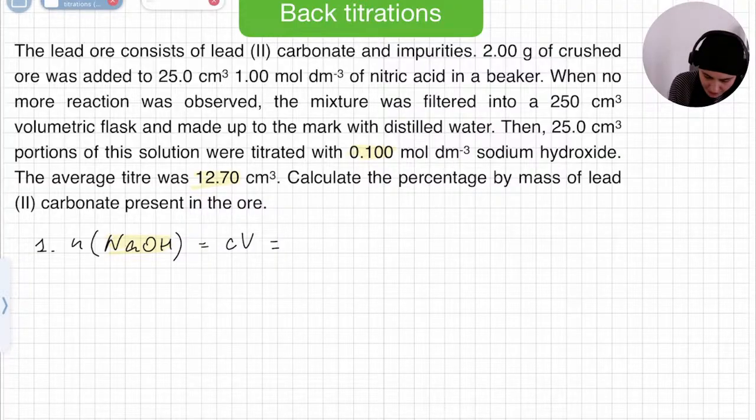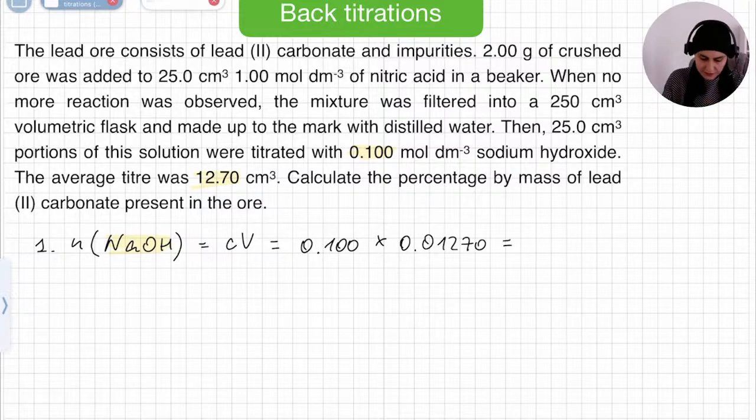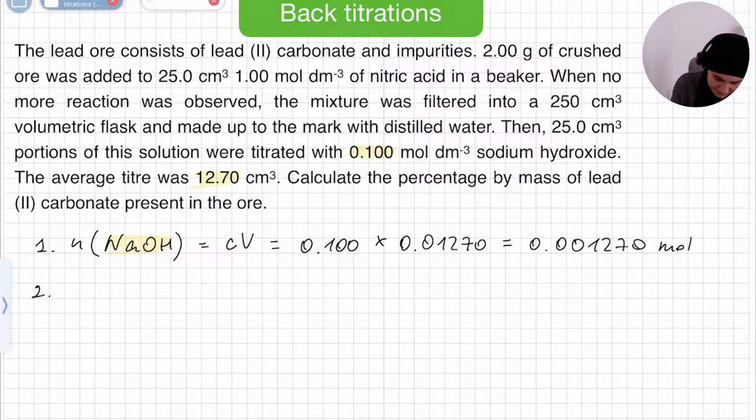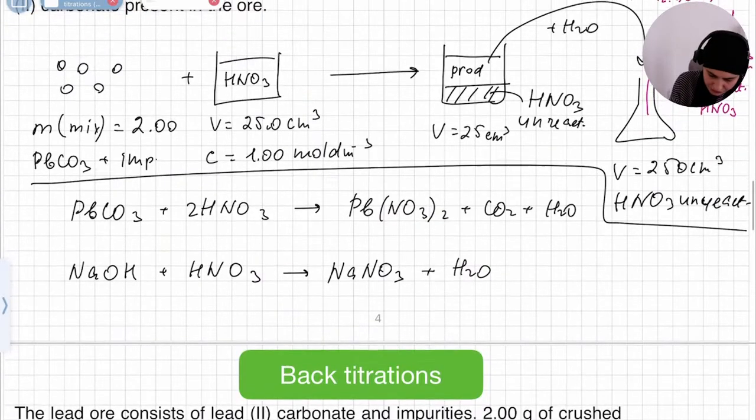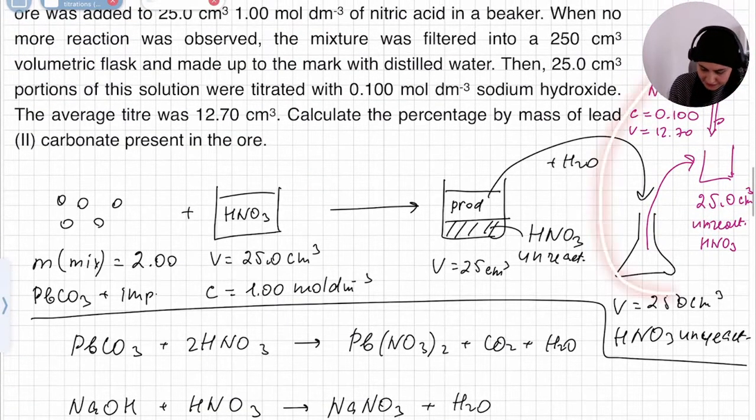Okay. So 25 cubic centimeter portion of solution were titrated with 0.1 of sodium hydroxide. The average titer. Right, so concentration is 0.1. Average titer is 12.70. Titer, what is titer, by the way? Titer is whatever you're dropping from the burette, right? So that's the volume of NaOH that was needed. Well, 12.70 over 1000, which is 0.01270. I hope by now you remember that it has to be in decimeters cubed. So 0.001270 moles, that's the moles of NaOH that was used in the titration.